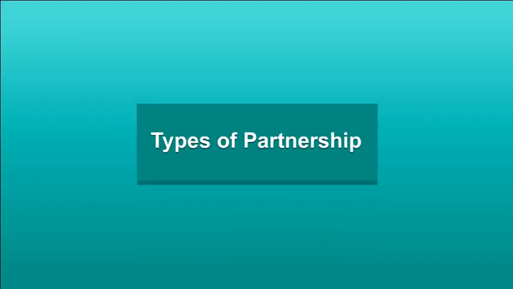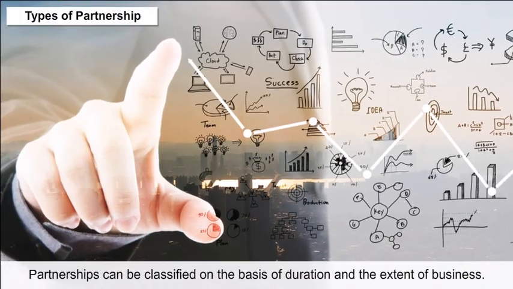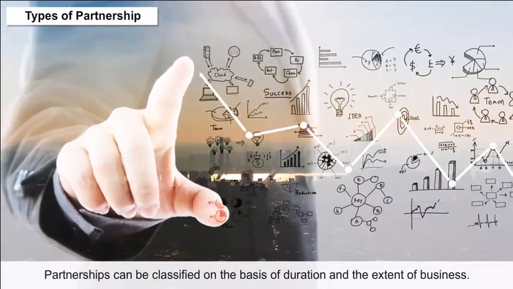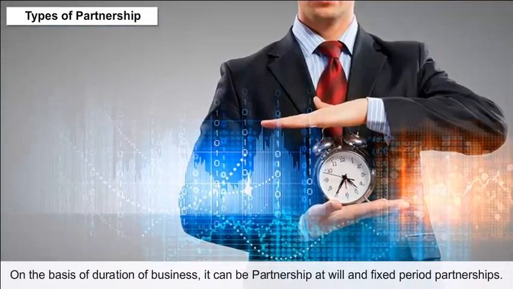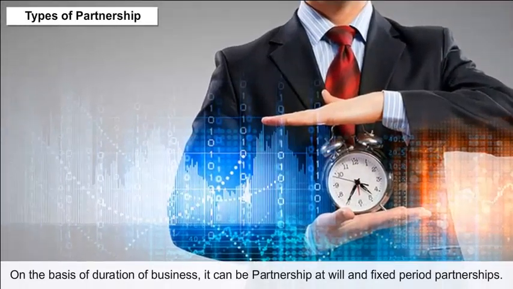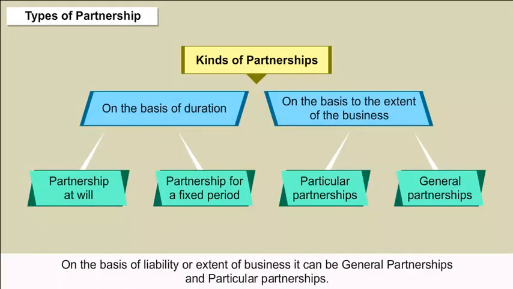Types of partnerships. Partnerships can be classified on the basis of duration and the extent of business. On the basis of duration of business, it can be partnership at will and fixed period partnerships. On the basis of liability or extent of business, it can be general partnerships and particular partnerships.